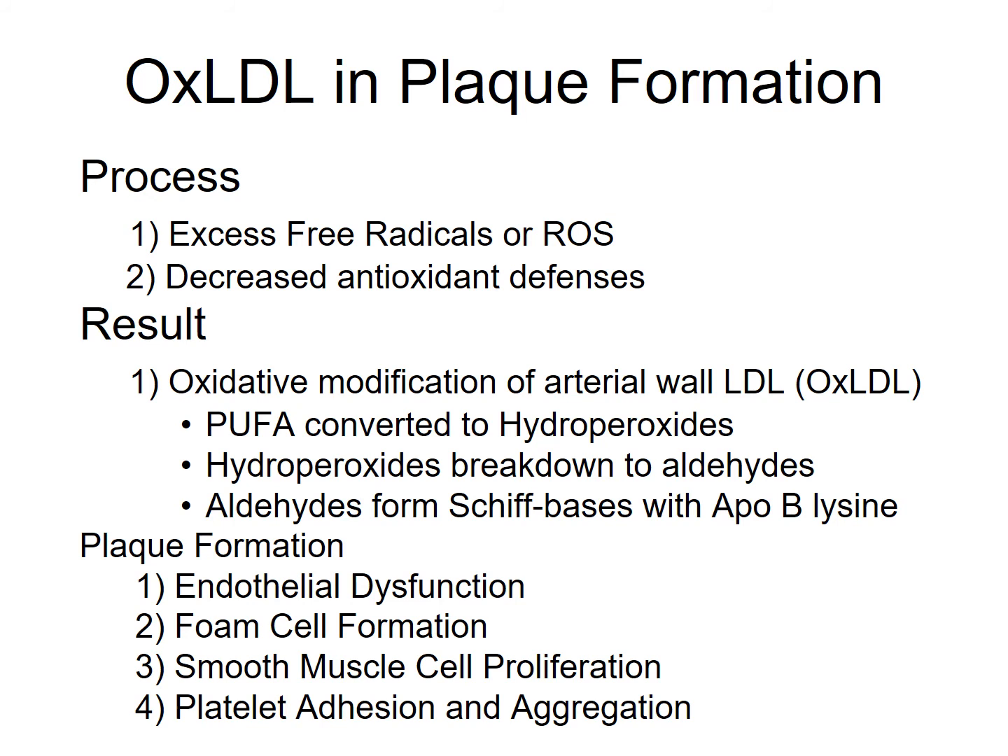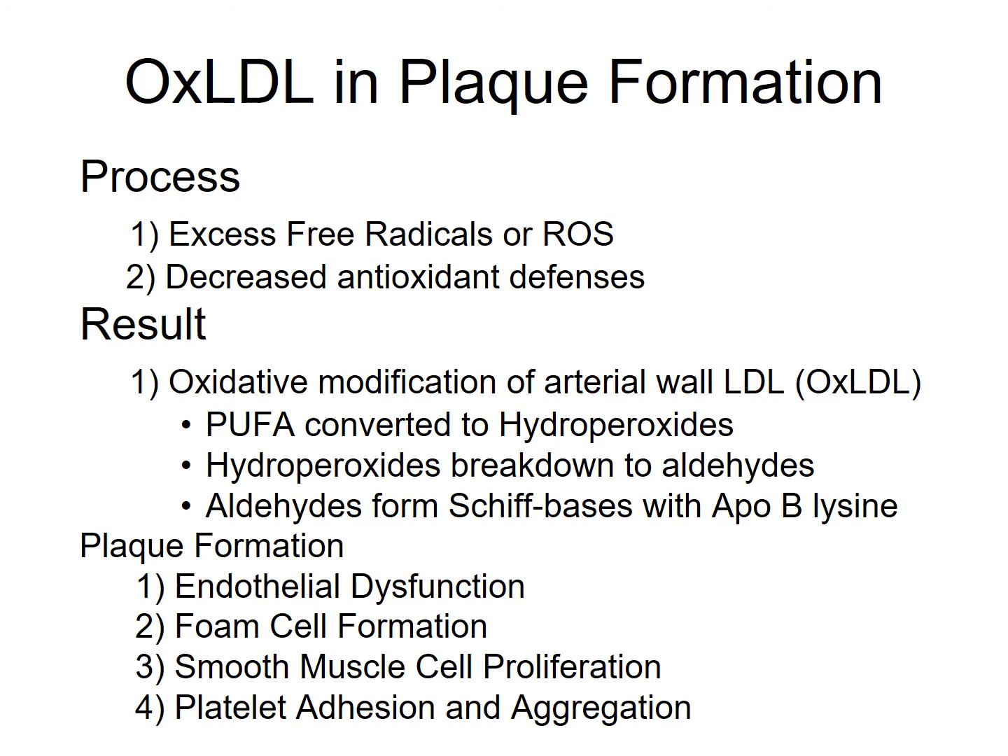And the hydroperoxides are going to break down into aldehydes, and these aldehydes are going to form what they call a Schiff base, specifically with the amino acid lysine on the ApoB100 identification marker. So it's actually one amino acid, the lysine, that is going to be affected by oxidation that changes the identification marker, that is going to activate the immune system, or those scavenger cells.